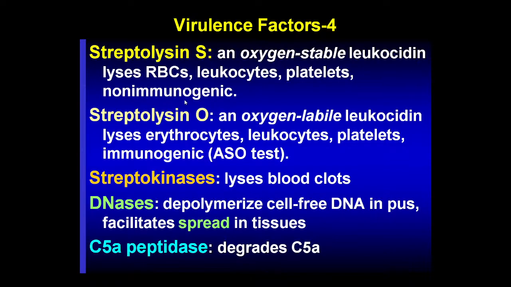The first one is oxygen stable streptolysin S, which cannot be inactivated by oxygen, and this is a leukocidin that can cause lysis of RBCs, leukocytes, platelets. But usually the immune response is not developed against streptolysin S, while the streptolysin O, or this oxygen labile leukocidin, also can cause lysis of erythrocytes, leukocytes, platelets, but it is immunogenic.